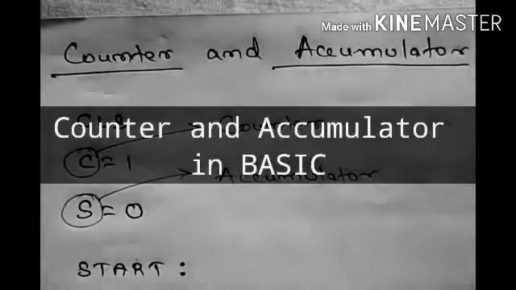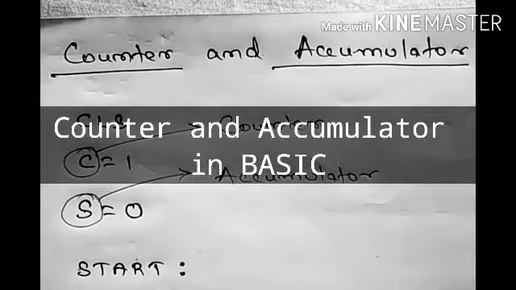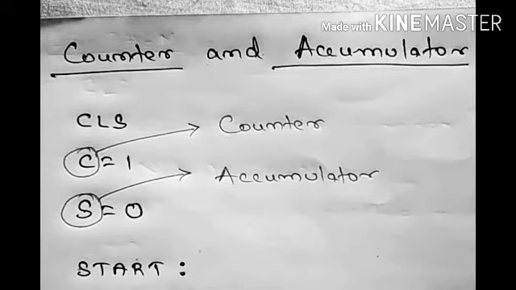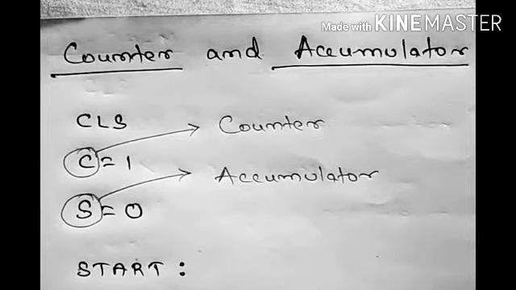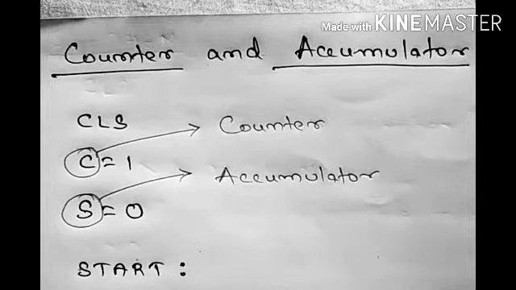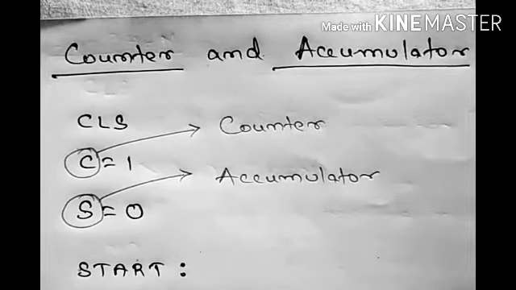Now counter and accumulator. Counter is a numeric variable that is used to keep a record of the number of times a process is repeated. That means a counter counts how many times a process has occurred.